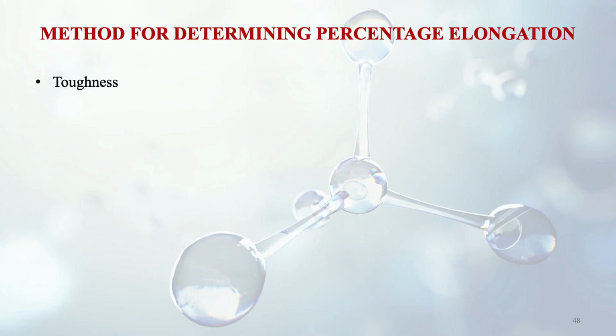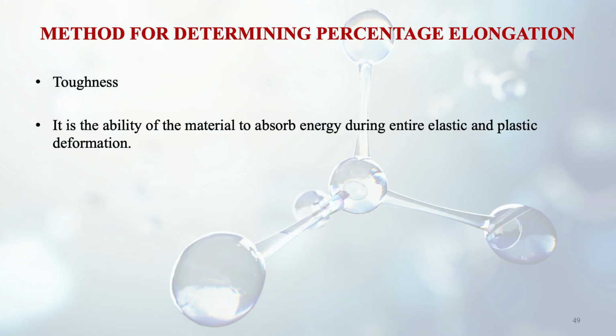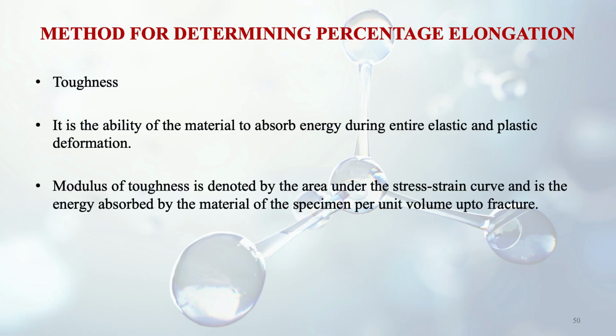We have discussed up till now the Young's modulus, the ductility, and yield strength. Now we discuss the toughness. What is toughness? It is the ability of the material to absorb energy during entire elastic and plastic deformation. Any material that is being loaded is absorbing a certain amount of energy, and that energy is given by toughness. Modulus of toughness is denoted by the area under the stress strain curve and is the energy absorbed by the material of the specimen per unit volume up to fracture.